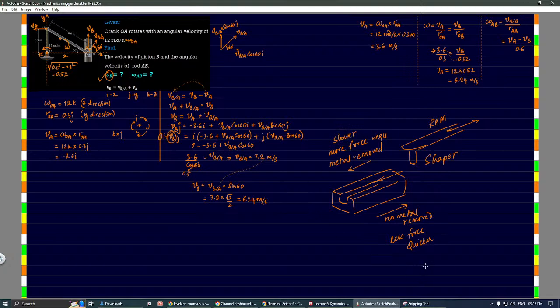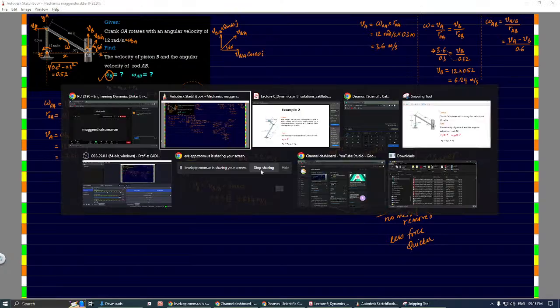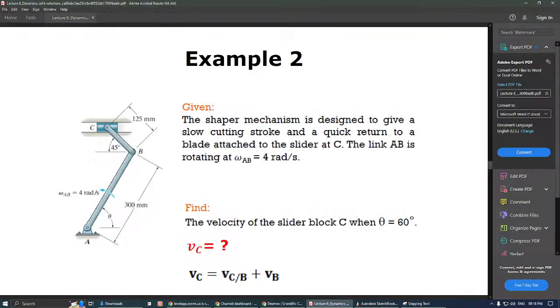That is what he is telling here in this statement. Designed to give a slow cutting stroke. The forward stroke is called the cutting stroke because metal is removed, and a quick return. Quick return means the backward stroke is quick, means faster, to the blade attached to the slider.